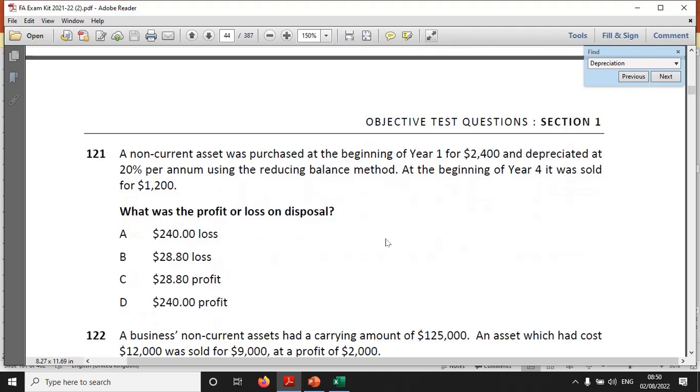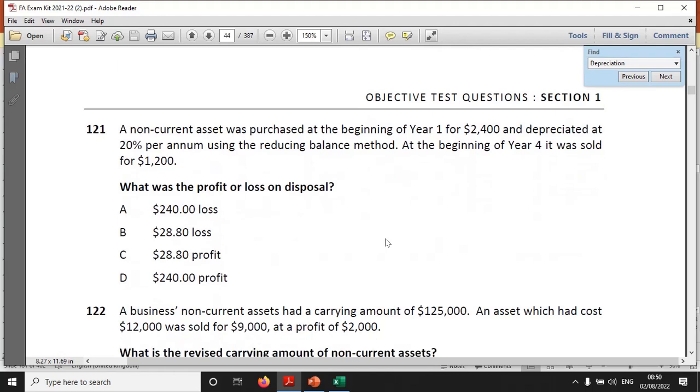All right. Next, 121. And I'm almost there. A non-current asset was purchased at the beginning of year one for 2.4, depreciated at 20% per annum using the reducing balance. I like this type of question because they're simple. I hope they can be simple for you as well, because you're the one who is going to write the exams. At the beginning of year four, it was sold for how much?